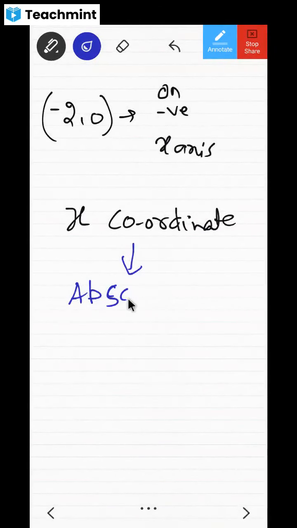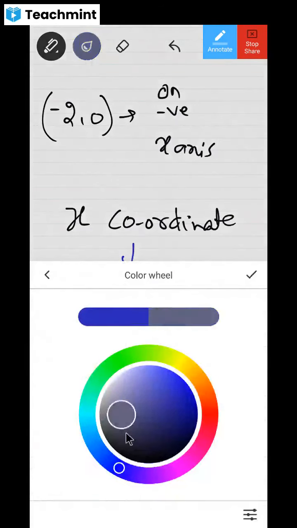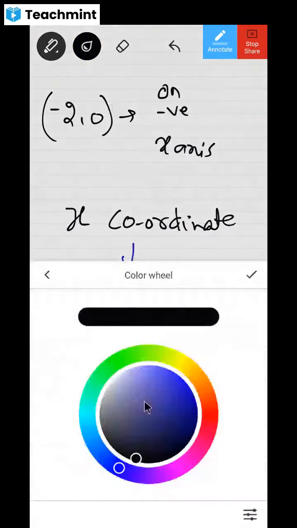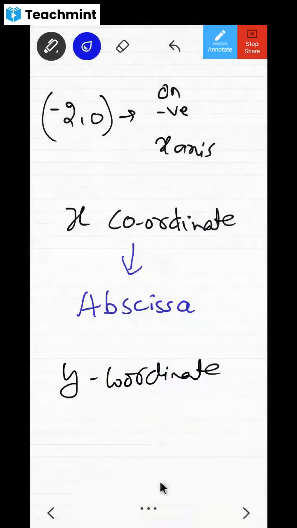What is the name of this? Abscissa. I'm not sure about the spelling, but you try to get it right. And whatever y coordinate is there, you understand the meaning of y coordinate, that y coordinate is called ordinate.